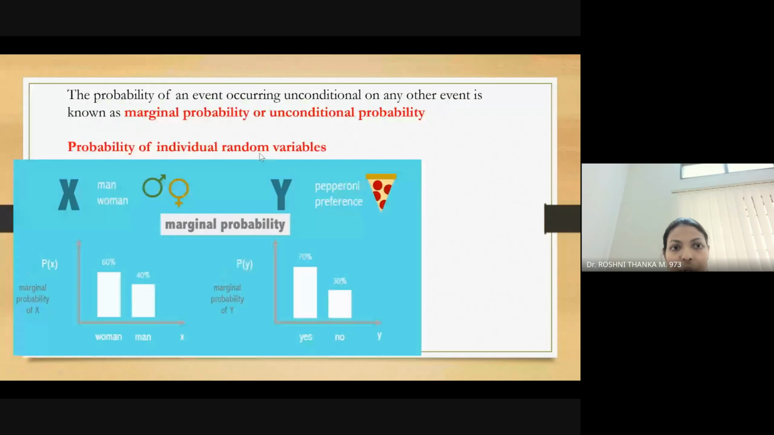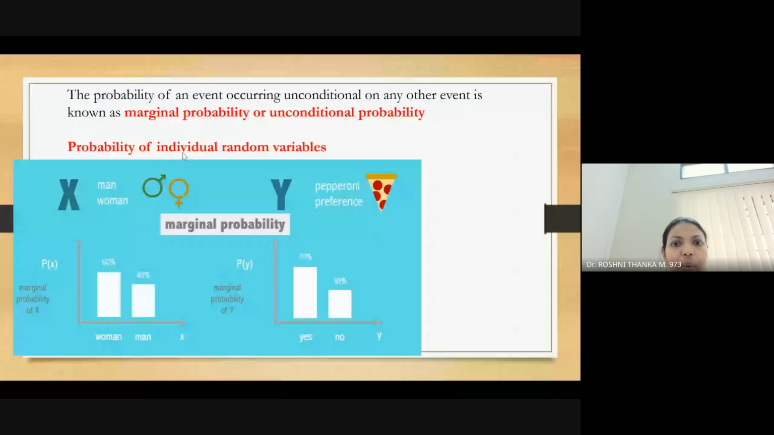I hope you got it. So getting a woman or a man doesn't depend on the event of whether they like pepperoni pizza or not. So this is called marginal probability or unconditional probability.